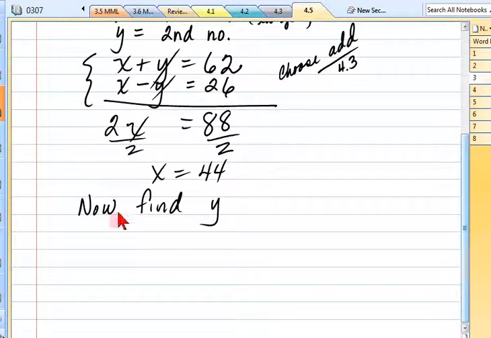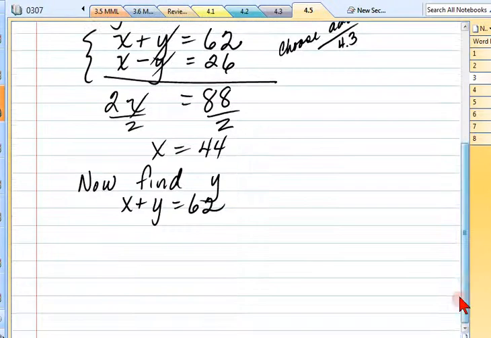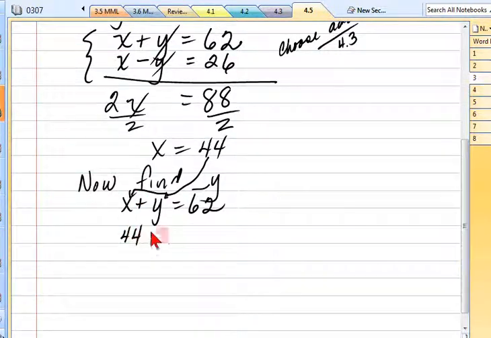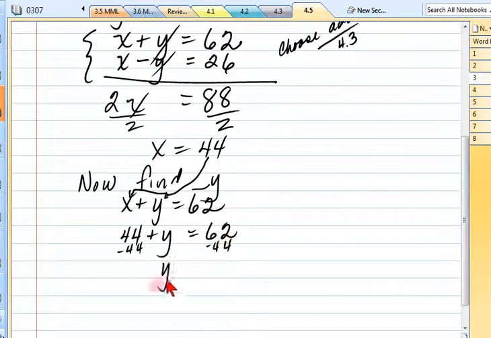Which equation? Oh, we have a new 10 o'clock rule, which is pick the first equation. That's not a math rule. That just seems to be the rule in this classroom. Plug in the, whoops, I'm sorry. And I am not able to erase. You're going to plug in the value for x. 44 plus y is 62. Subtract 44. And y is equal to 18.